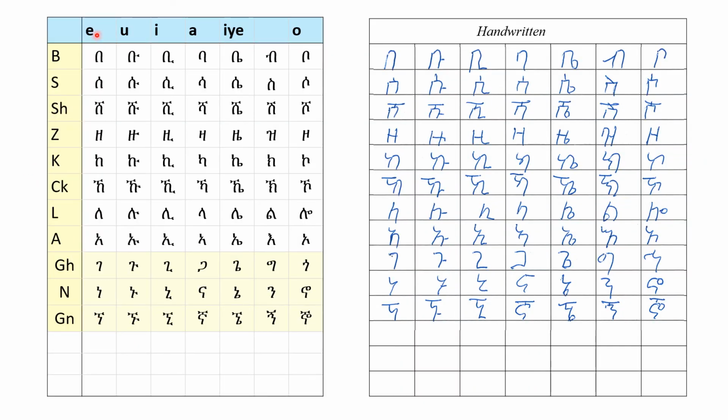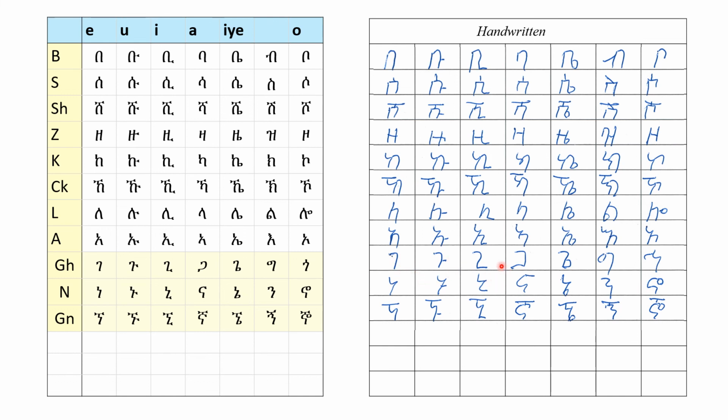Until this point, we have learned the letters B, C, Sh, Z, K, H, L, A, G, N, Ñ. And here are the handwritten letters. Let us repeat the new letters only.